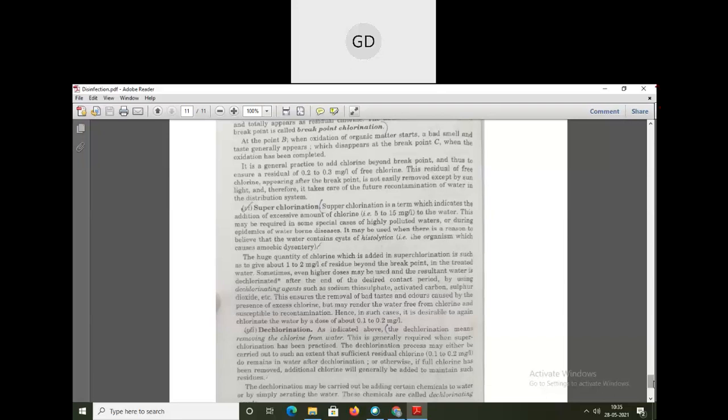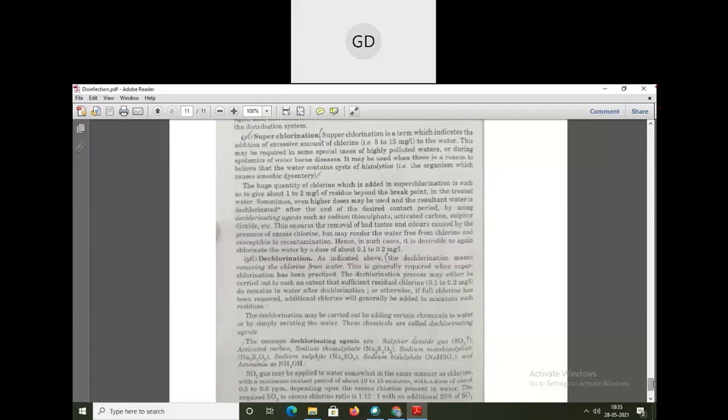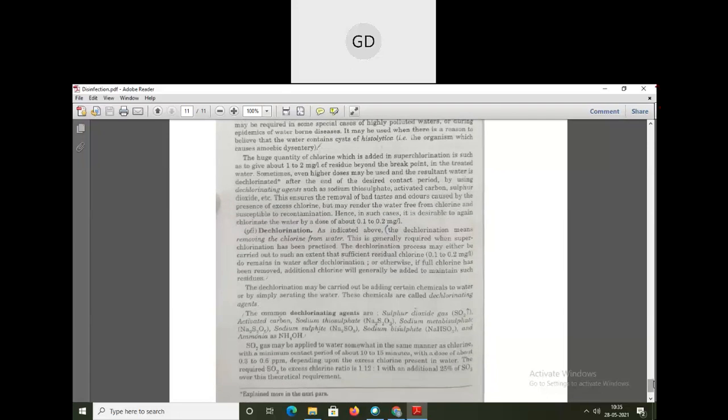Then we come to dechlorination, the final step of chlorination. It means when you remove the chlorine from the water, that is known as dechlorination, as simple as that. So, what are the common dechlorinating agents?